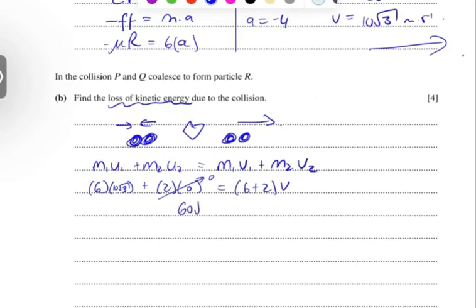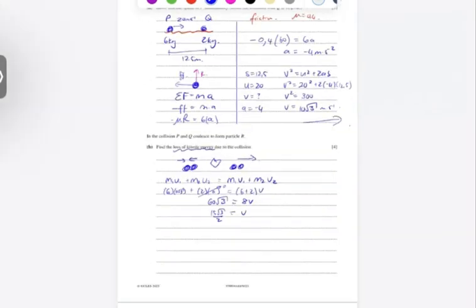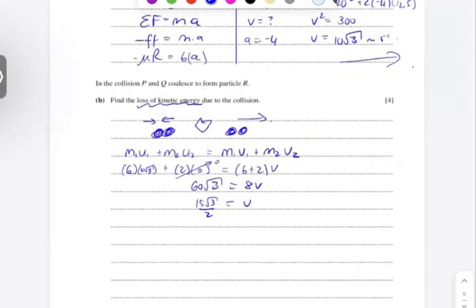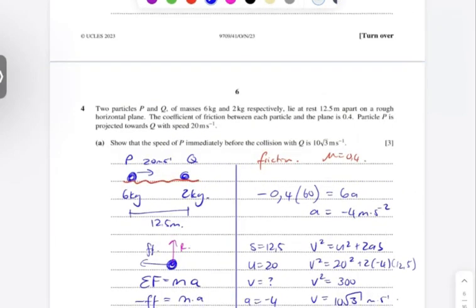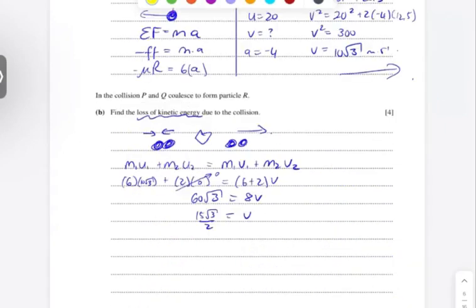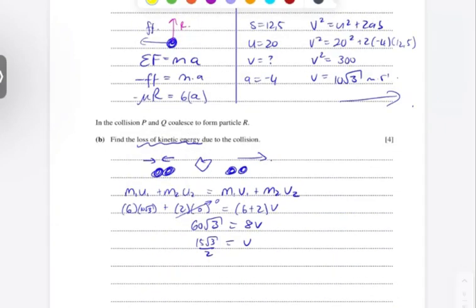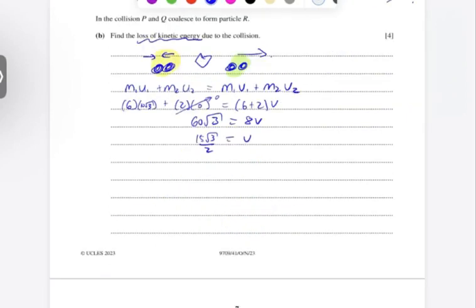So now I've got 60 root 3 is equal to 8V. So my V is 15 root 3 over 2. I'm just going to leave it like that. They've sort of started the question like that, but we haven't actually answered the question. That's my final velocity. So when we're looking at kinetic energy before and after, in the collision, P and Q, find the loss of kinetic energy due to the collision. I'm going to look just before the collision, and then I'm going to look again just after the collision.